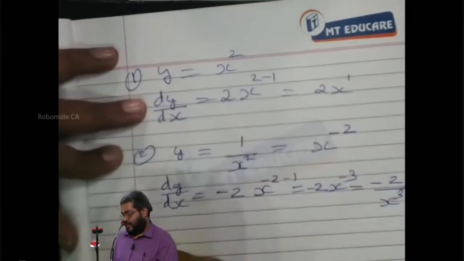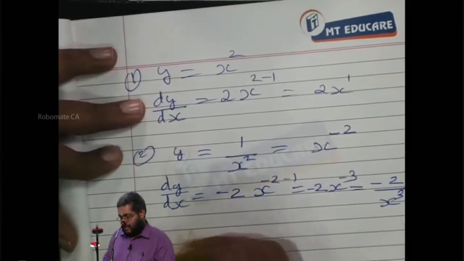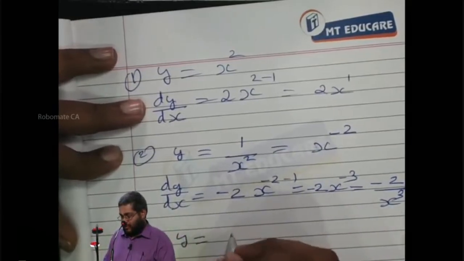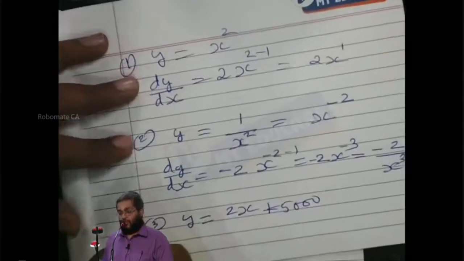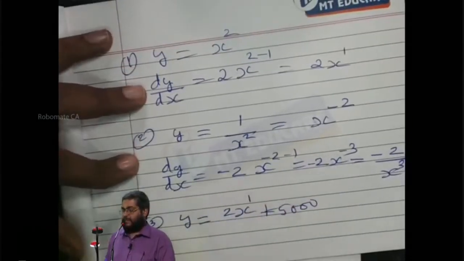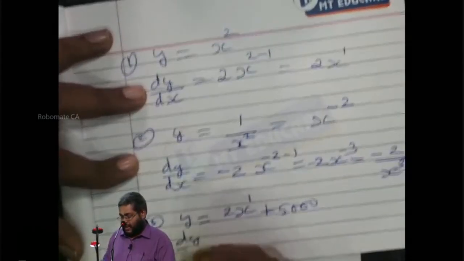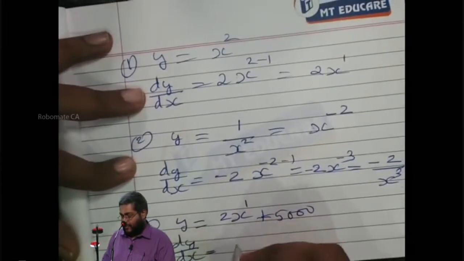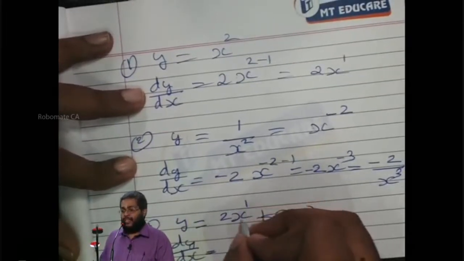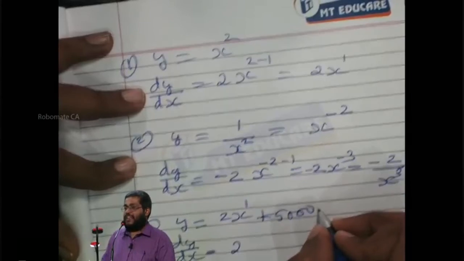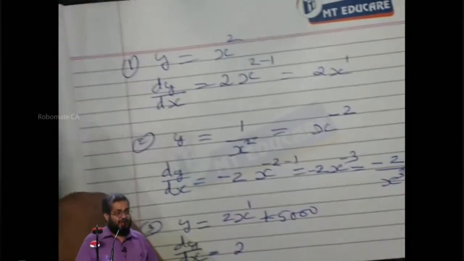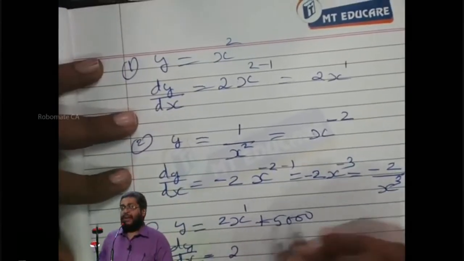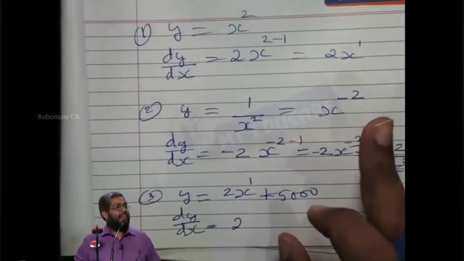Now, another example. y is equal to 2x plus 5000. This means x power 1. dy by dx is equal to 1 into x power 1 minus 1, which is x power 0, times 2. And this 5000 is 5000 into 1, it becomes 0. When you differentiate a constant it becomes 0. So dy by dx is equal to 2. Everybody, yes or no?